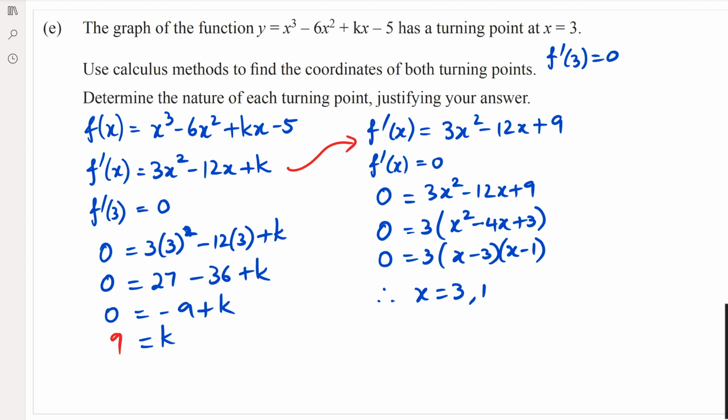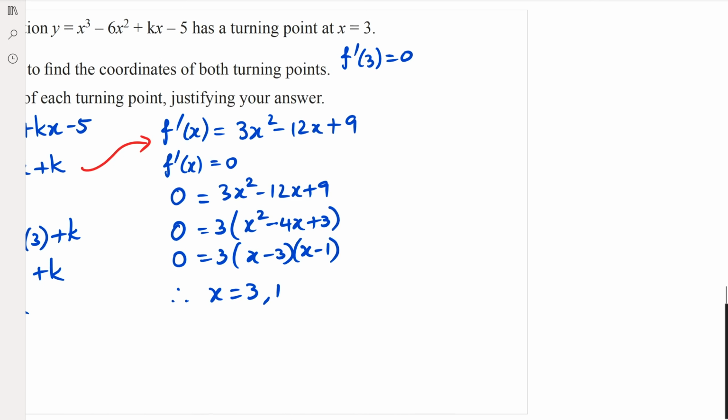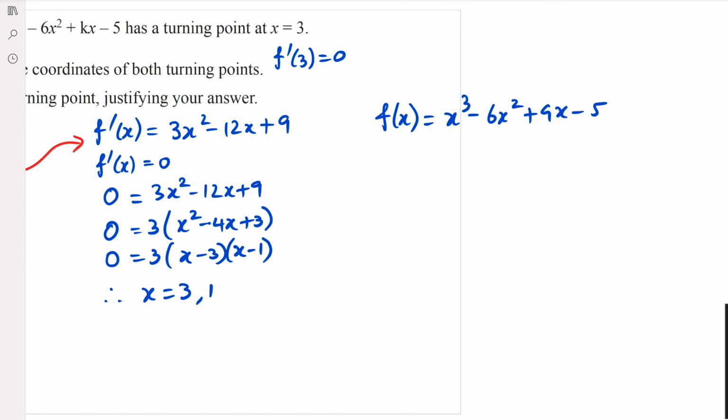So at this point, we actually need to figure out what the respective points are. In other words, we know when x equals 3 and when x equals 1, there are turning points, but we also need the y values for it. So we've got to do a little bit more work, guys. We know that f of x is equal to x cubed minus 6x squared plus 9x minus 5. That's what we know. And we need to figure out what f of 3 is and what f of 1 is. So I'm going to do f of 3 first.